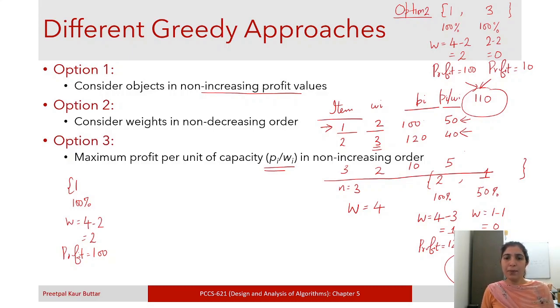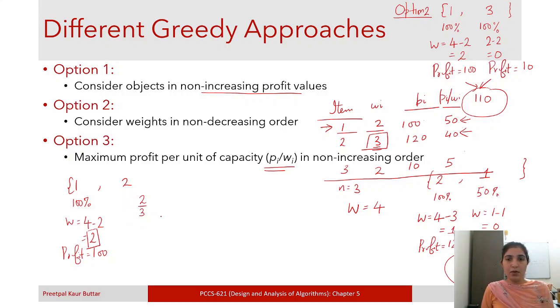Okay, but now can we pick 100% of it? No, it seems that we cannot. Item 2 we cannot pick 100%. Why? Because our capacity of knapsack is only 2 and the weight of this item is 3, so we have to pick a fraction of it. The weight is 3 and we can pick only 2 units of this item, so it will be 2 by 3. The fraction which we can pick is only 2 by 3.